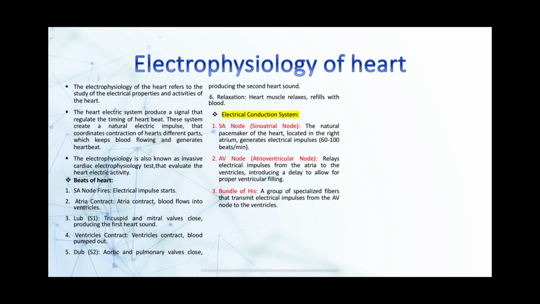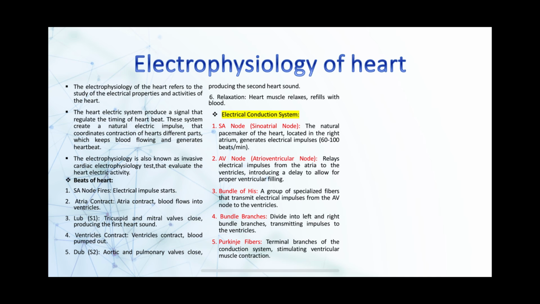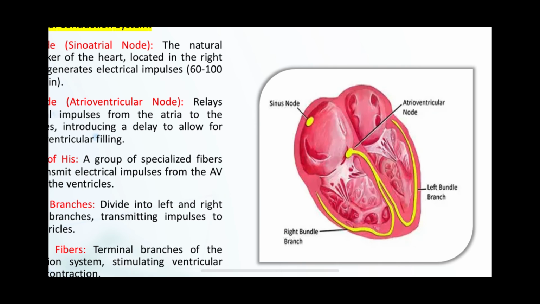Bundle of His. A group of specialized fibers that transmit electrical impulses from the AV node to the ventricles. Bundle branches. Divide into left and right bundle branches, transmitting impulses to the ventricles. Purkinje fibers. Terminal branches of the conduction system, stimulating ventricular muscle contraction.